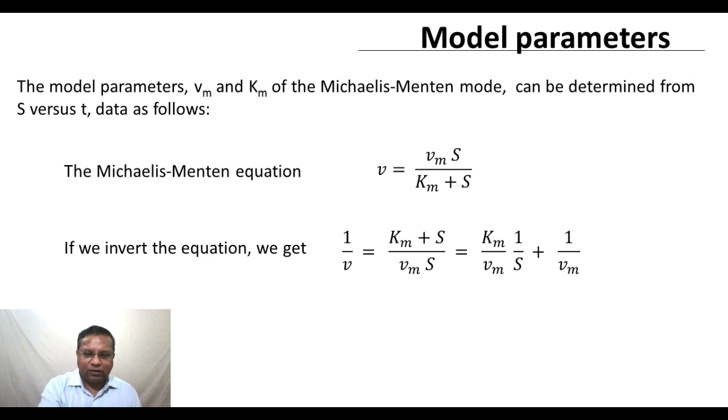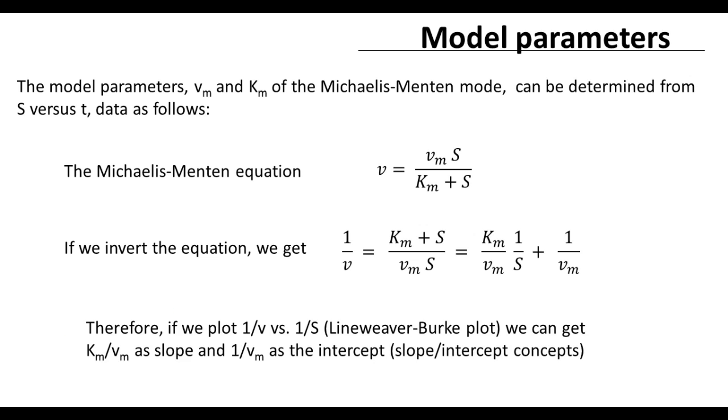There are some issues associated with estimating it this way, but let's not get into that for the time being. Let's assume the data is good, with a good spread, and that outliers are not going to affect the value itself. That's the essential problem here; if you don't know, don't worry about it. You'll have to be a little careful while using this, which you can learn later. A plot of 1 by V versus 1 by S, actually called the Lineweaver-Burk plot, gives us Km by Vm as the slope and 1 by Vm as the intercept.